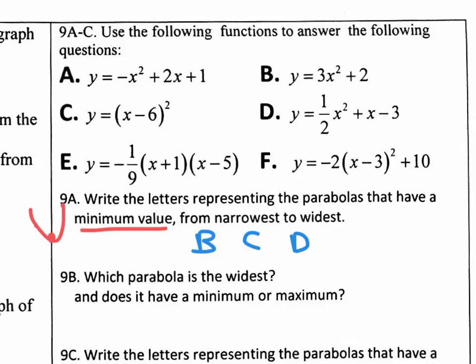Now, if you look at 9B, it says which parabola is the widest? The widest parabola will be the one that has the A value closest to 0. The further it is away from 0, the more narrow it gets. The widest will be the one that's closest to 0. So the one that's closest to 0 would be E, which is -1/9. That's the widest one. And it's opening down because it's a -1/9, which means it has a maximum value.